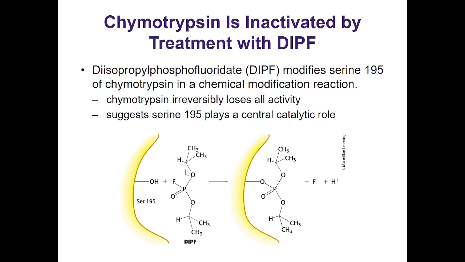This is the deactivation of our chymotrypsin by the DIPF, which was diisopropyl phosphofluoridate. That's actually what the DIPF was in the previous example that we used as covalent inactivation. Irreversible. So what you're going to see here is serine 195 on the chymotrypsin. This is going to end up chemically modified by this reaction right here. It'll be covalently attached, and it is going to irreversibly lose all activity.